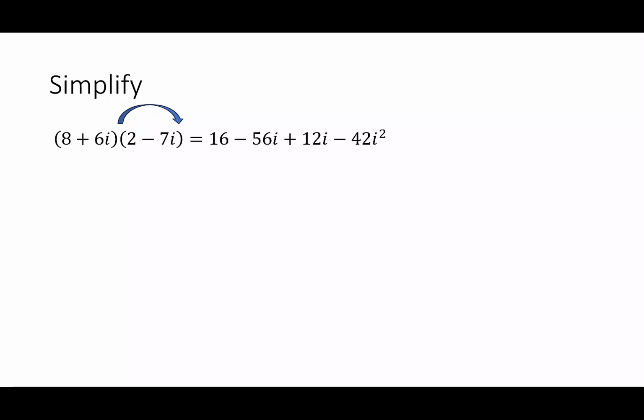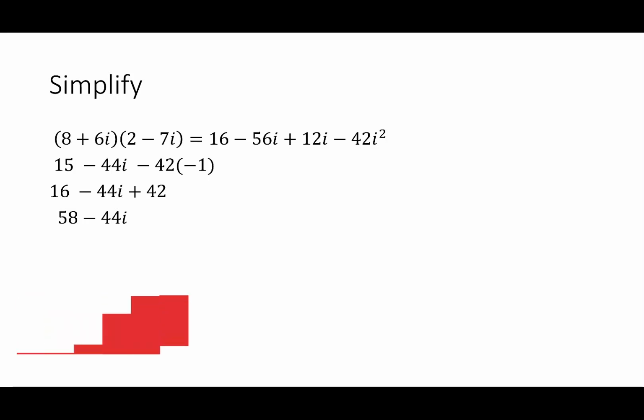To simplify, I can combine -56i and 12i to get -44i. I'm also going to change the i squared into a -1. Now I have 16 minus 44i minus 42 times -1. -42 times -1 is a positive 42. Now I can add 16 to 42, which gives me 58 minus 44i as my final number. This time I multiplied two complex numbers together and I got a complex number as my solution.